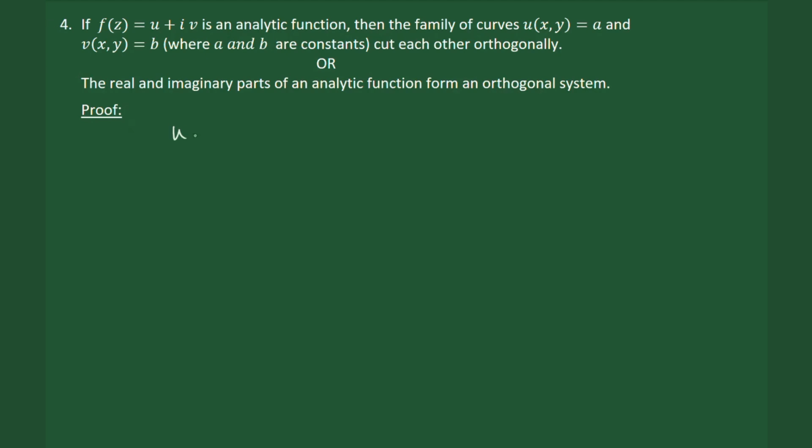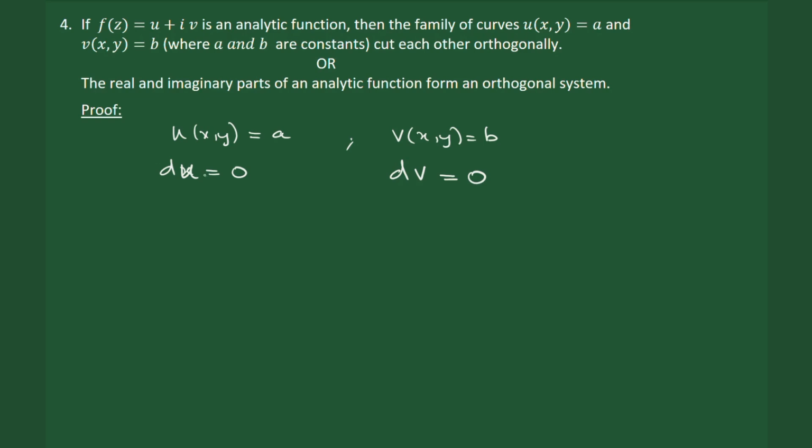Here it is given that u of x comma y, that is, u is a function of x and y, is equal to a. Another equation, v of x comma y is equal to b. Both represent a system of equations. Since x and y are independent variables, by differentiating u, du is equal to 0, because the right side is constant. Similarly, dv is equal to 0.